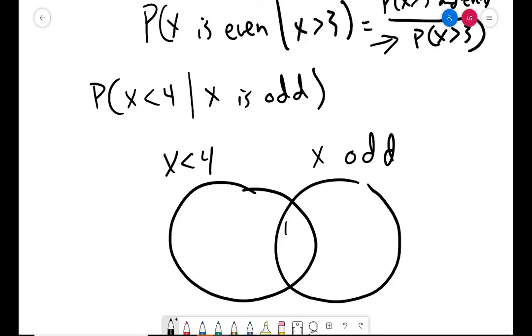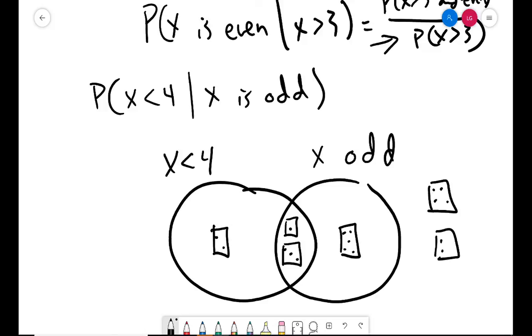What are the things that are both odd and less than 4? Well, 1 and 3. What's odd but not less than 4? 5. What's less than 4 but not odd? 2, which is even. So you can kind of see, in general, what types of outcomes we're talking about. We also have 4 and 6, which are outside of our event space for either.